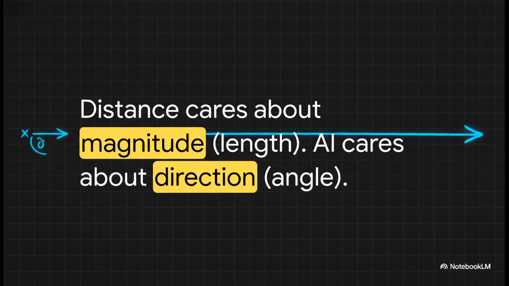Why? Because distance relies heavily on magnitude, how long the vector actually is. But AI, especially when dealing with embeddings, needs to focus purely on direction. We want to know what idea the vector is pointing toward, not necessarily how loud it's shouting that idea.